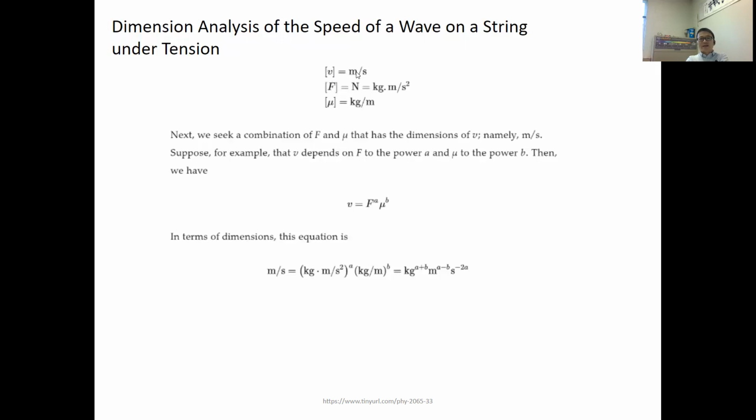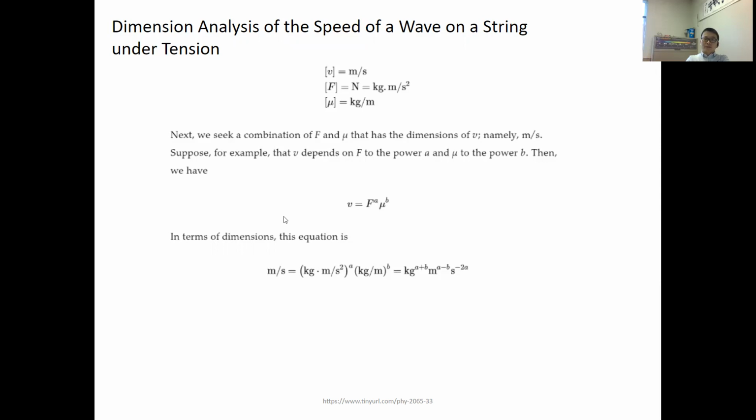Velocity should be in meters per second. Force is in newtons, which according to Newton's second law, mass times acceleration, is kg times m over s squared. And mu, the linear mass density, is kg over m. So v is a function of both of these. Let's write this as v equal to F to a power times mu to another power, a and b, okay?